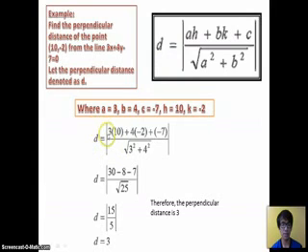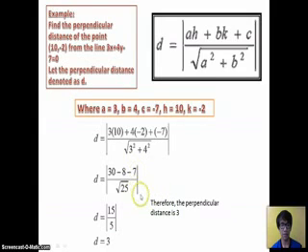So the distance is 3 multiplied by 10 plus 4 multiplied by -2 plus -7, divided by the square root of 3 squared plus 4 squared. We can calculate manually or by using a calculator, and we get distance equals 3. Therefore the perpendicular distance is 3.